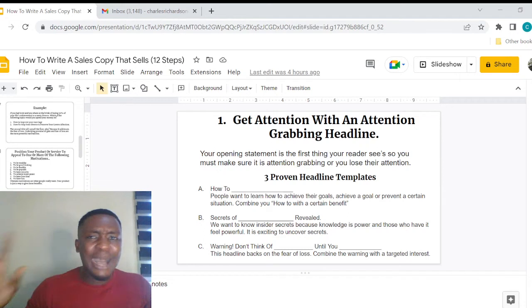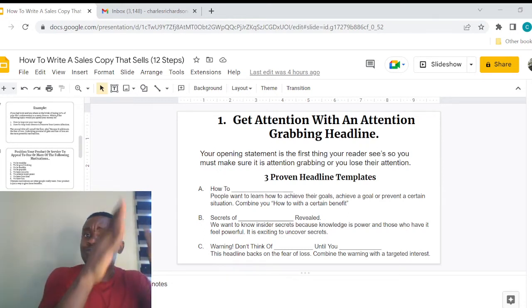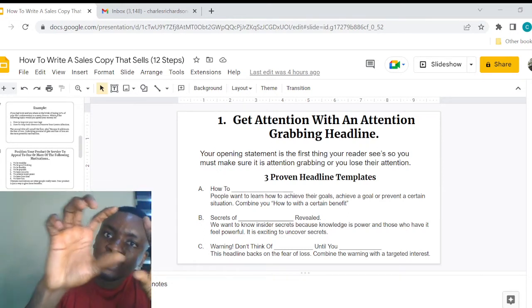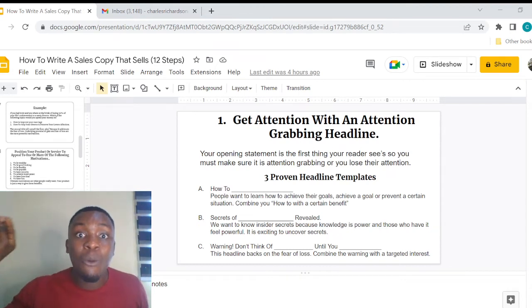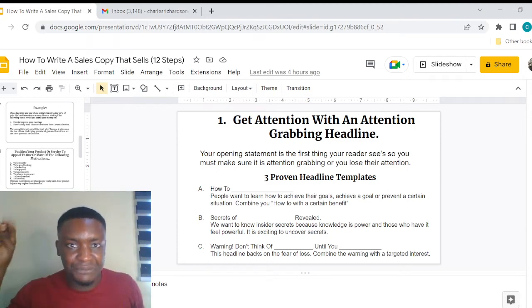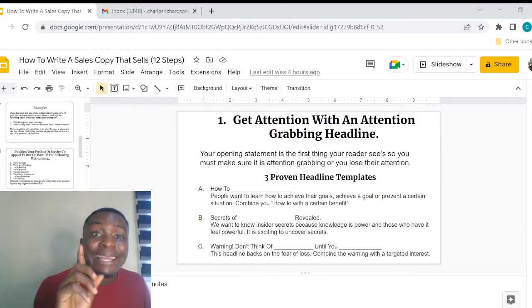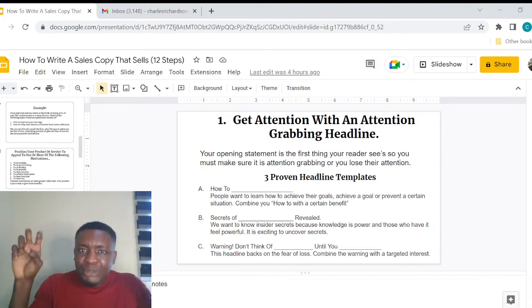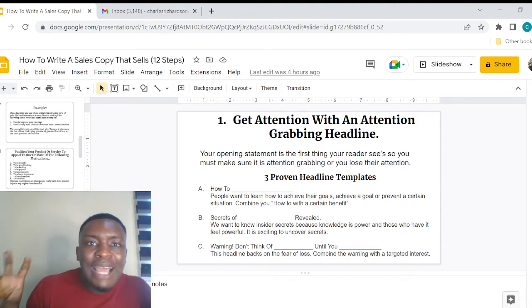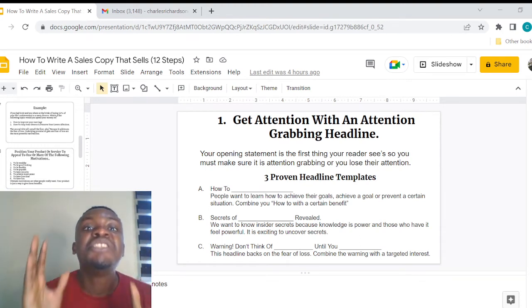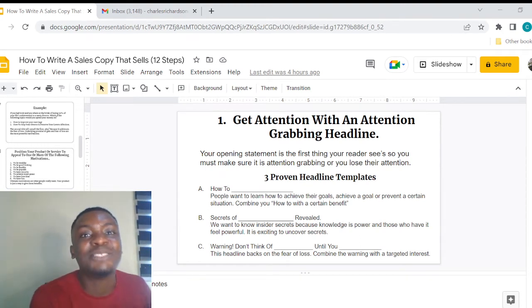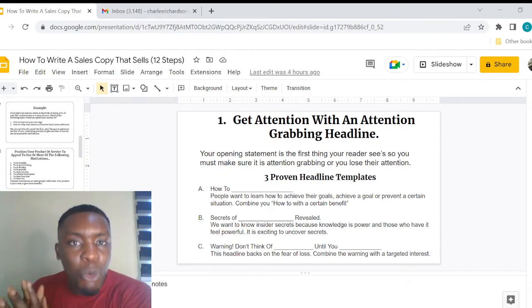So how do you craft a how-to headline? Simple. How to, dash, add the benefits that your customer wants to achieve, add the goals your customer wants to achieve. It's as simple as that. That headline works. Don't try to be too gimmicky, don't try to be outlandish, don't try to be sophisticated. The most simple headlines always convert the most.